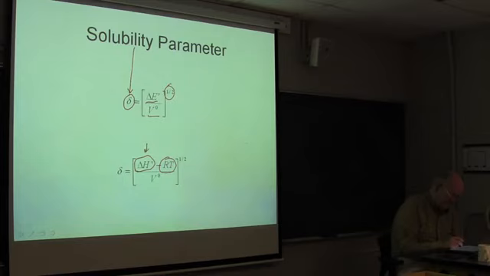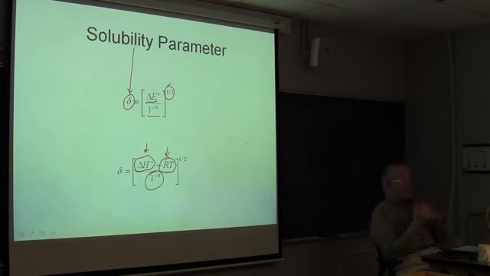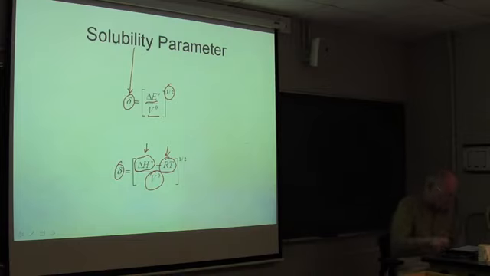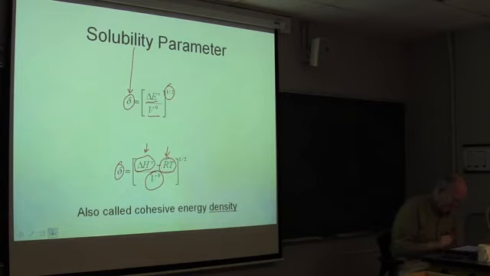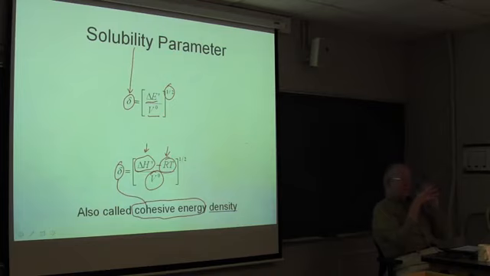So this is easily measured. This, of course, is trivially calculated. You have to measure the molar volume of the substance. Not too hard. Take the square root, and you have the solubility parameter of the particular compound. This is called the solubility parameter. This delta is also called the cohesive energy. In other words, the amount of energy holding it together as a liquid relative to the ideal gas state.